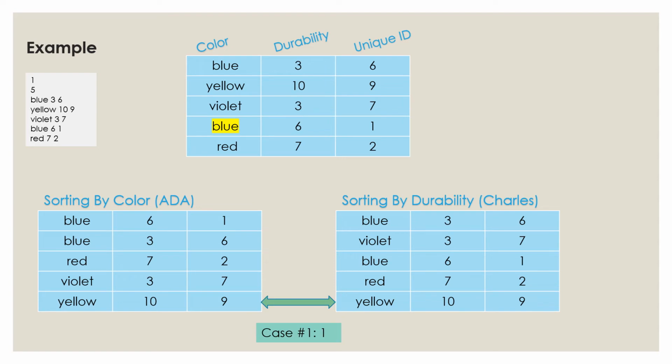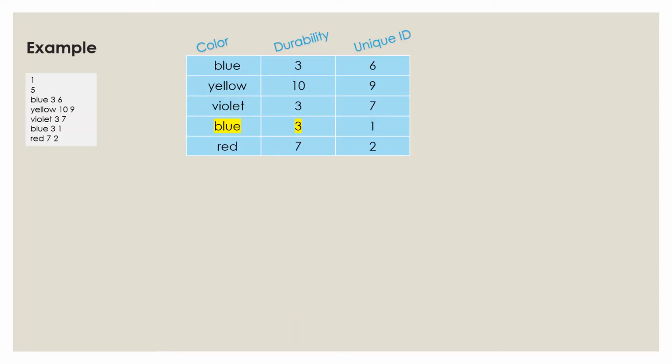Now we'll do one more thing. Let's change the durability also. Instead of 6, let's make it 3. So we have two fabrics with the same color and same durability, like this.